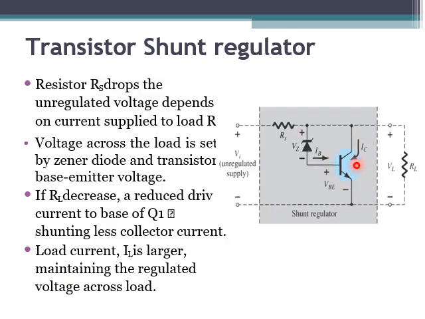So when the transistor is connected in shunt with the load, resistor RS drops the unregulated voltage, depending on the current supplied to load RL. If there is any change in voltage, there will be a change in the output voltage. The output voltage is nothing but the transistor output voltage, VC. The voltage across the load is set by a Zener diode and the transistor base emitter voltage, which is nothing but your input voltage here.